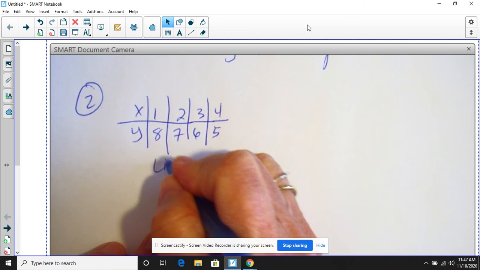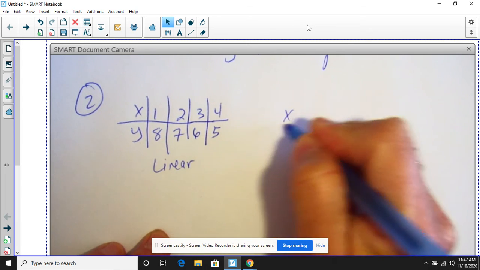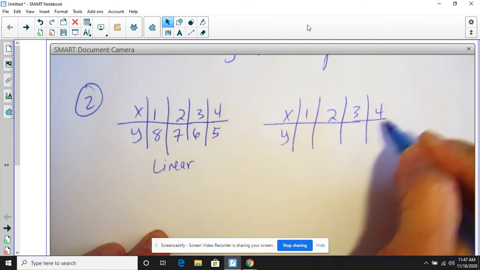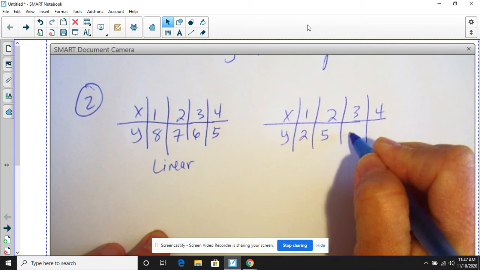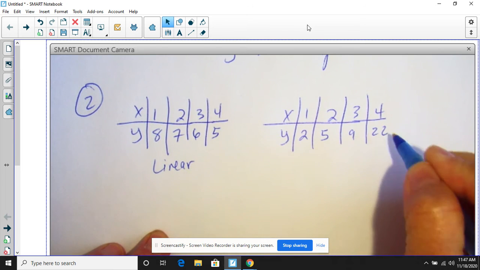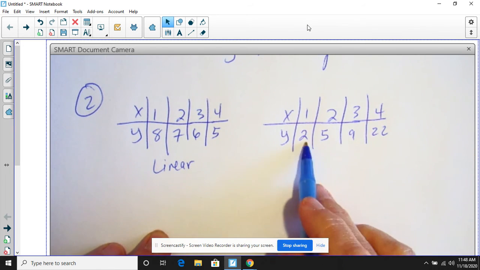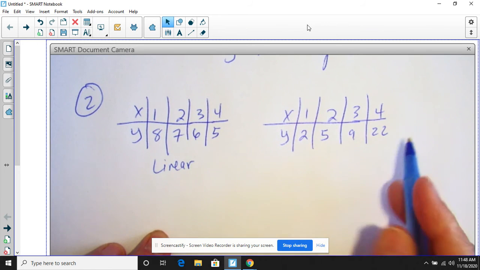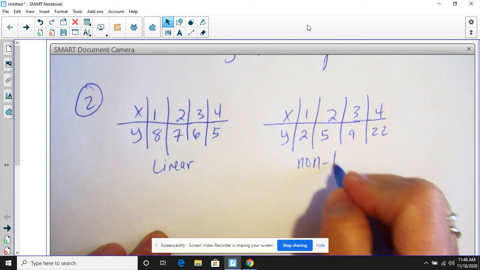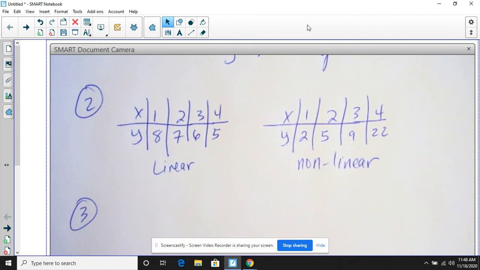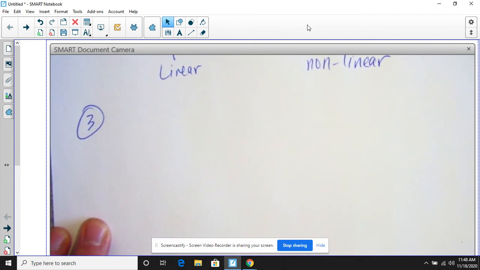So this is linear. But if you had something like 1, 2, 3, 4, and 2, 5, 9, 22, the x's go up constantly, but the y's do not. There's a difference of 3, then a difference of 4, and so on. This is nonlinear.